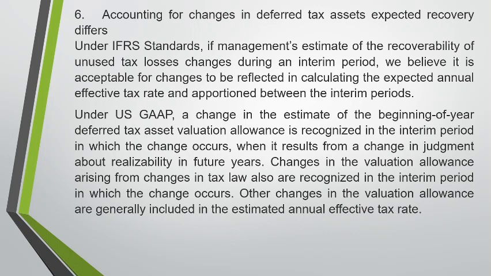Under US GAAP, a change in estimates of the beginning-of-the-year deferred tax asset valuation allowances is recognized in the interim period in which the change occurred, when it results from a change in judgment about realizability in future years. Changes in valuation allowance arising from changes in tax laws are also recognized in the interim period in which the change occurs. Other changes in valuation allowance are generally included in the estimated annual effective tax rate.